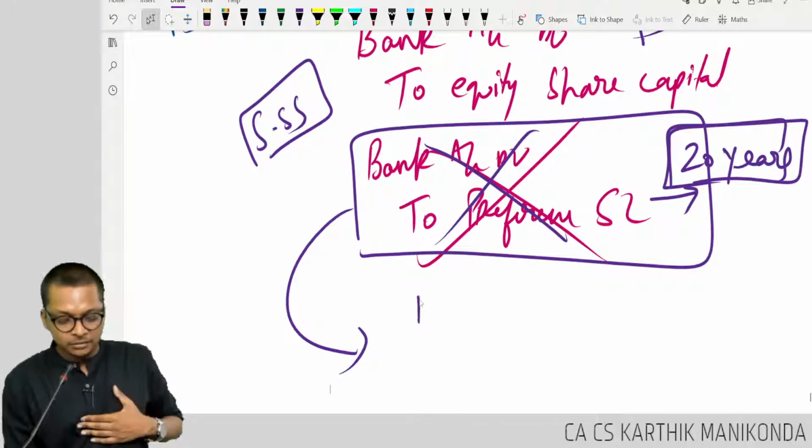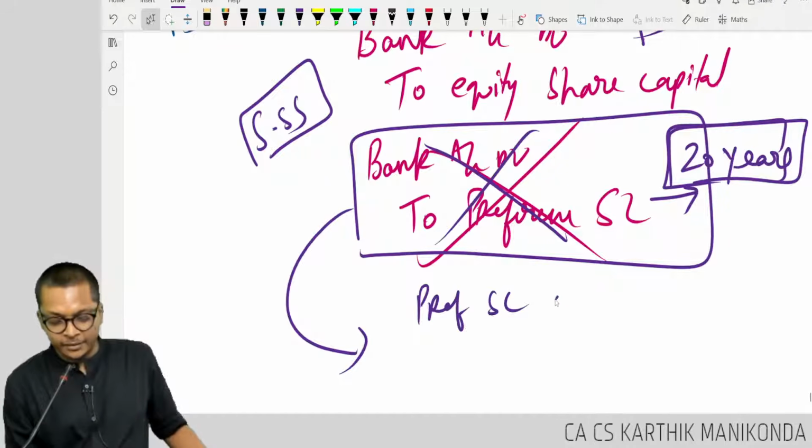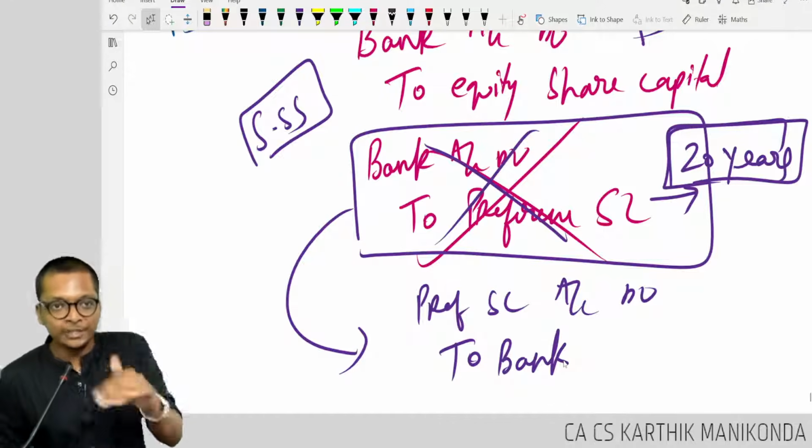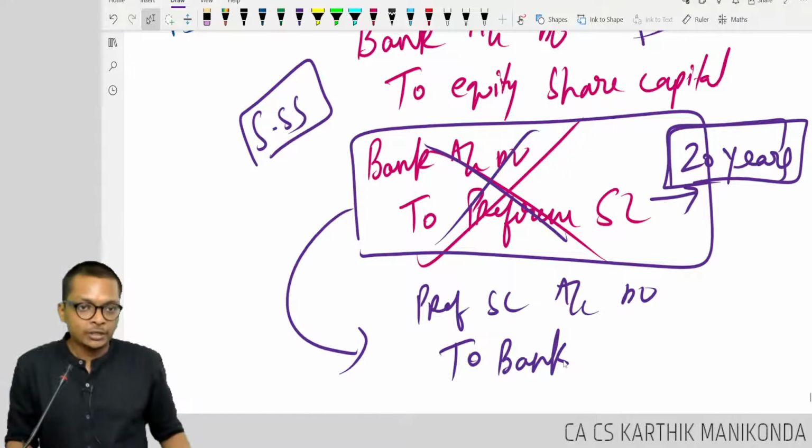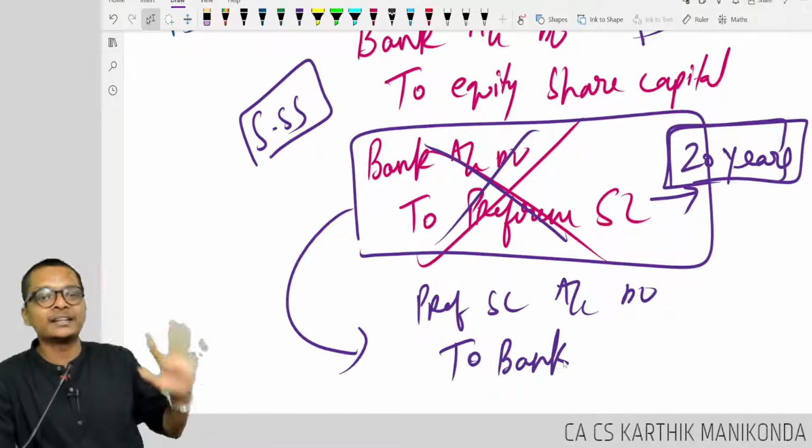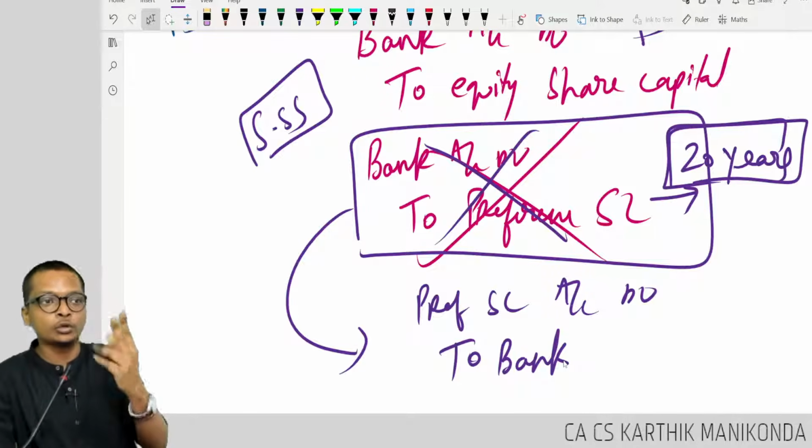Entry, can you guess? Excellent. Preference share capital account debit to bank. You're absolutely right. Spot on. So redemption of preference shares, we have only 4 entries, guys. How bonus I taught you 2 entries.